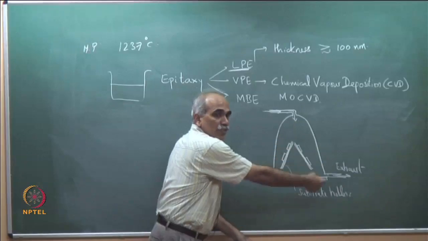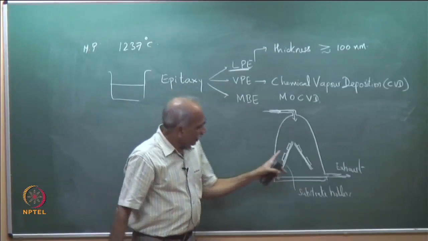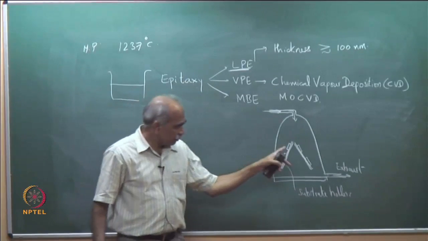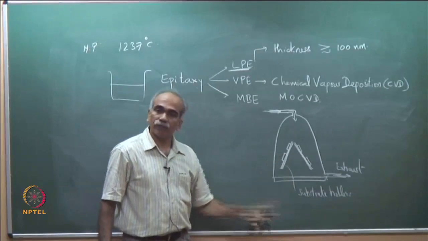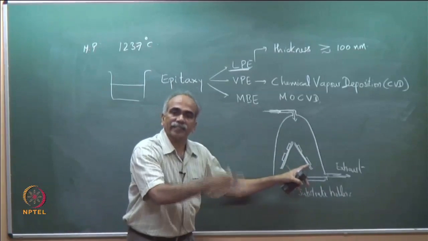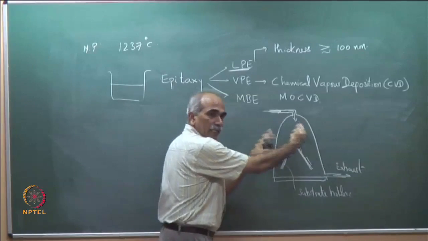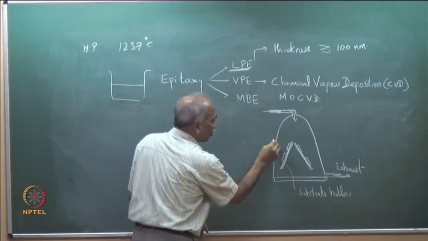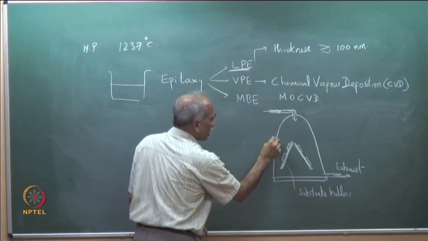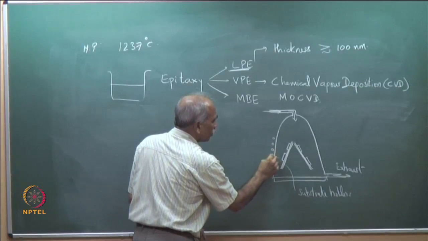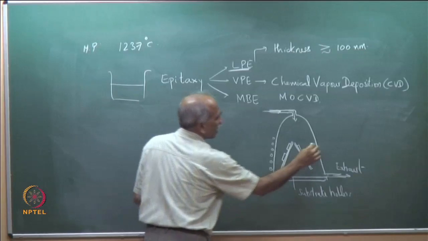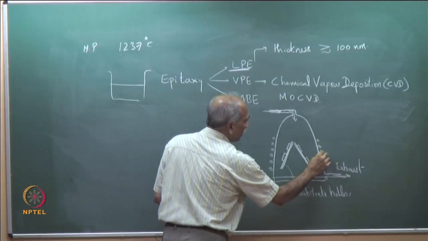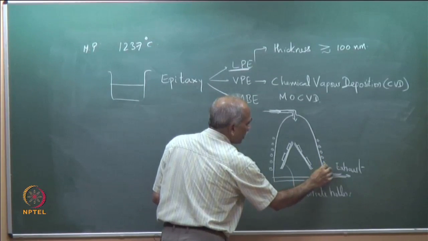Inside the reaction chamber, a chemical reaction takes place on the surface of the substrate and the layers get deposited. The remaining gas is exhausted. Now, there are different techniques used. There could be lamp heating, so these are heating lamps, or there could be RF heating. There are different heating techniques.